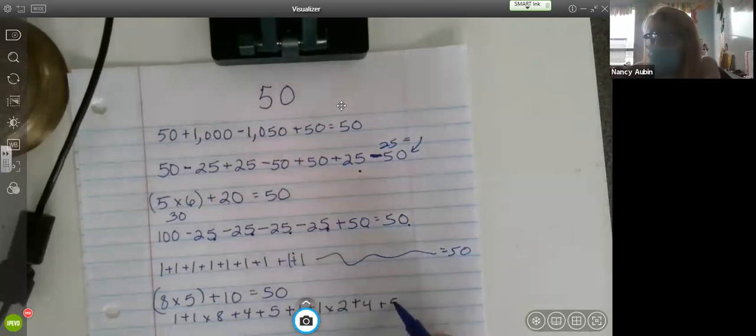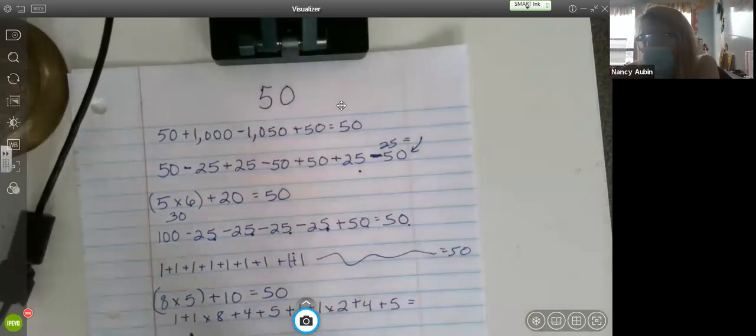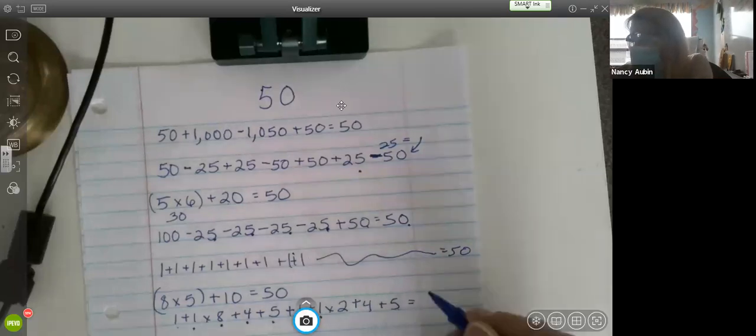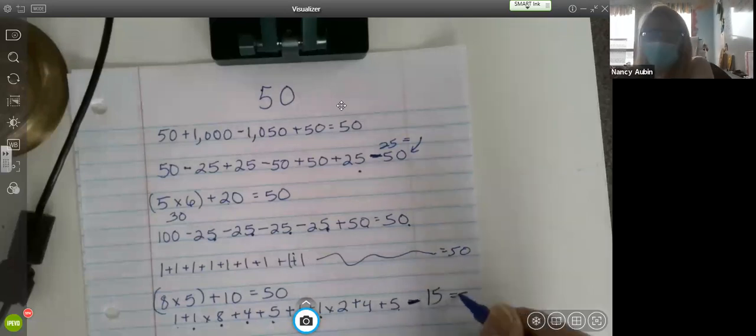Oh, this one's going to be tough. 1 plus 1 is 2. 2 times 8 is 16. 16 plus 4 is 20. Plus 5 is 25. Plus 1 is 26. Plus 28. 28 times 2 is 56. 56 plus 4 is 60. Plus 5 is 65. So why don't we say minus 15 equals 50?